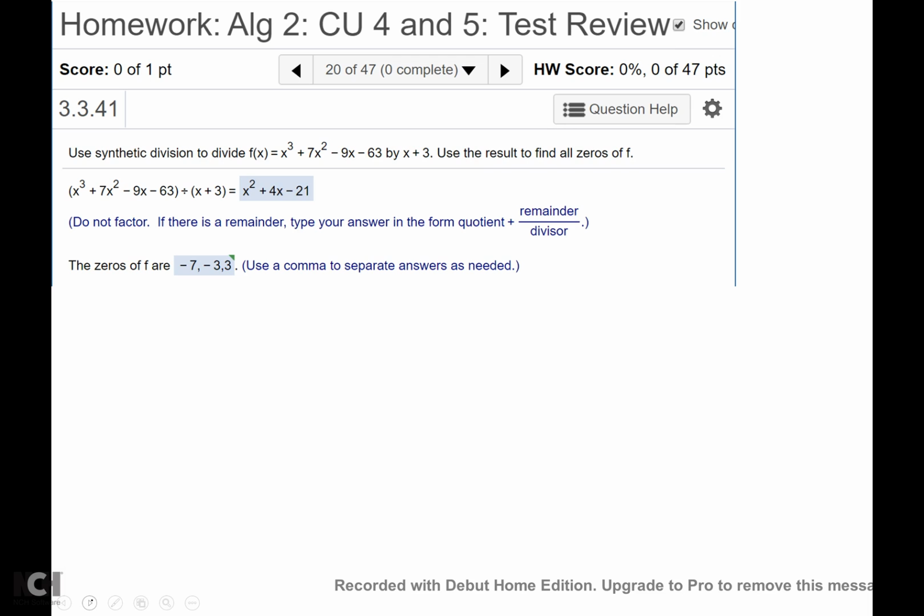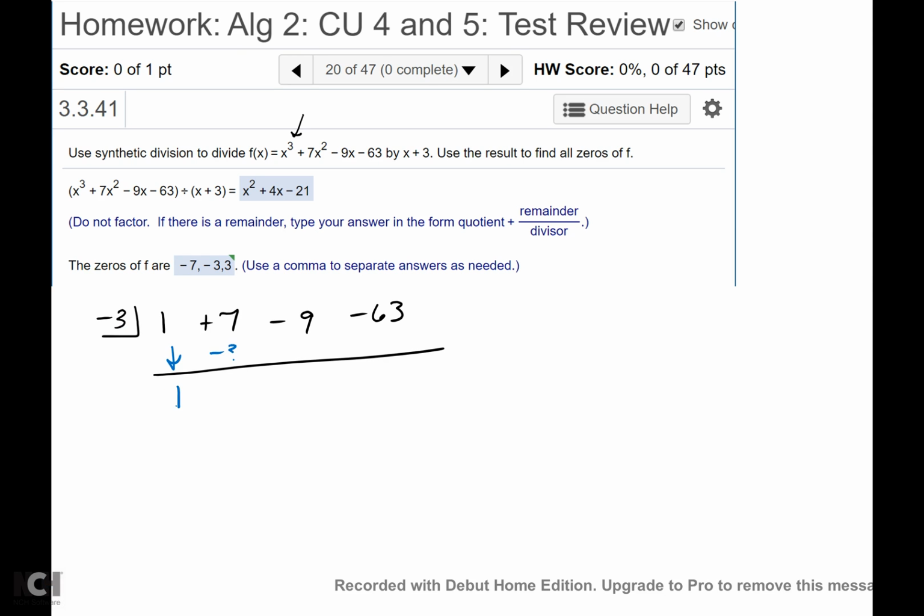Alright, it says use synthetic division, use the result to find all zeros. So remember, my degree tells me that I've got to come up with 3 answers. So they're telling me to divide, and we can do synthetic. So I put negative 3 in the hole. And my 3rd degree coefficient, my 2nd degree coefficient, my 1st degree, and my constant. 1 comes out.